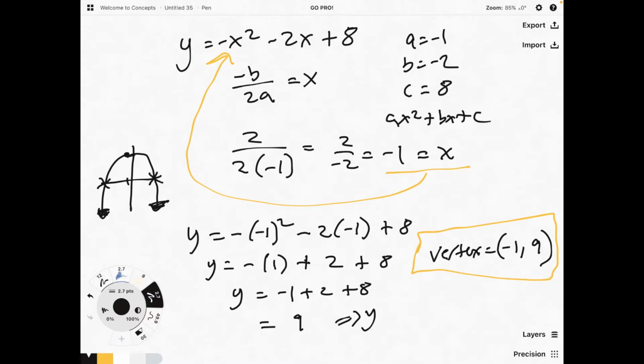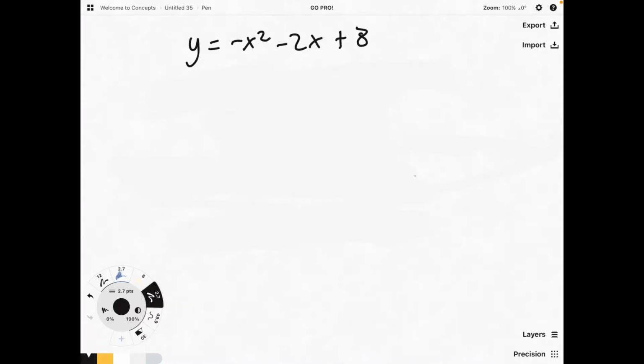Okay, let's look at this exact same example, but let's do it with completing the square and then using that h and k value to find the vertex. We're going to look at the exact same problem, y equals negative x squared minus 2x plus 8. But this time, instead of using the theorem for vertex of a parabola, we're going to look at completing the square and finding the standard equation for a parabola.